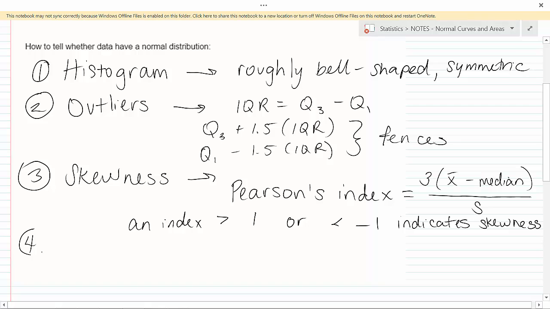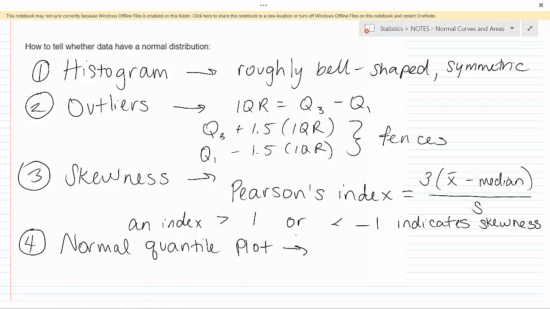The fourth thing to look at is a normal quantile plot, or you could call it a normal probability plot. This is something that gets created using statistical software. I don't think that you can do it on your calculators. If I ever want you to look at a normal quantile plot, I will give it to you. But what you want to be looking for in the normal quantile plot is that the points on it, so it sort of looks like a scatter plot, should be close to a straight line.